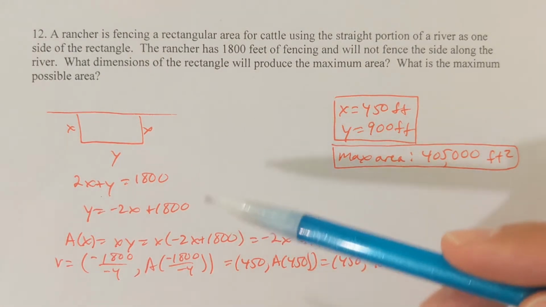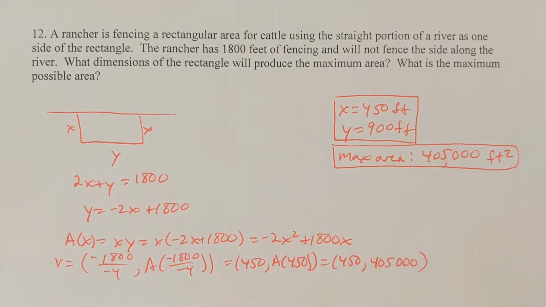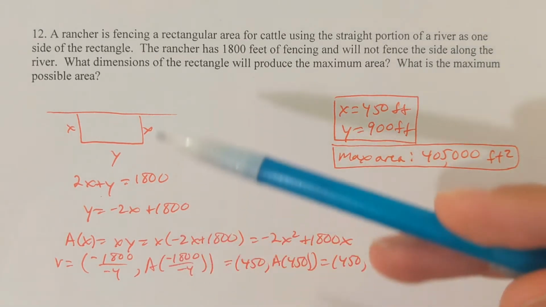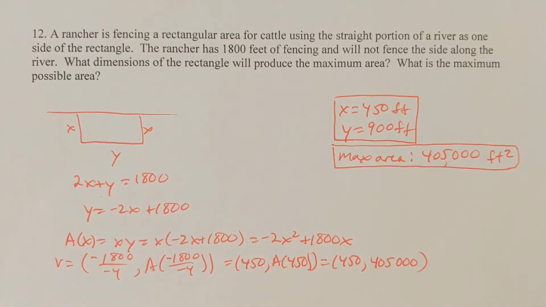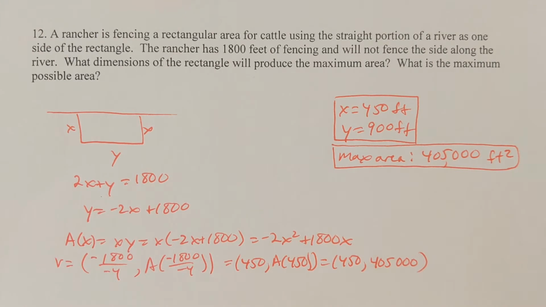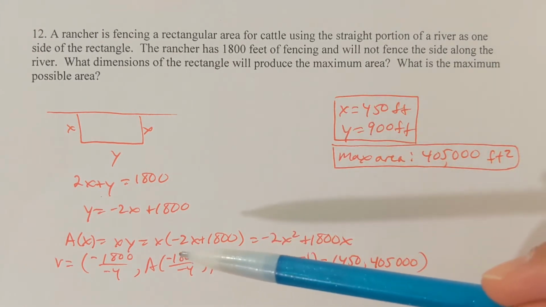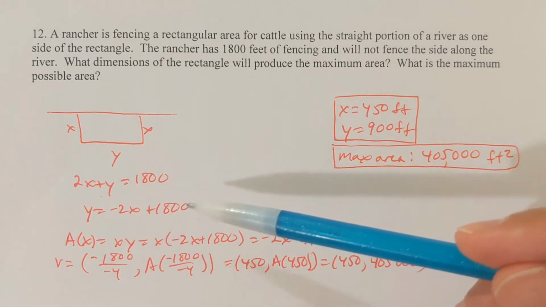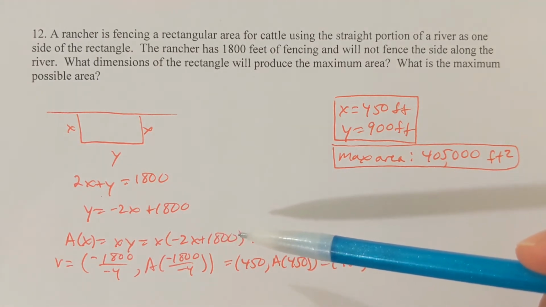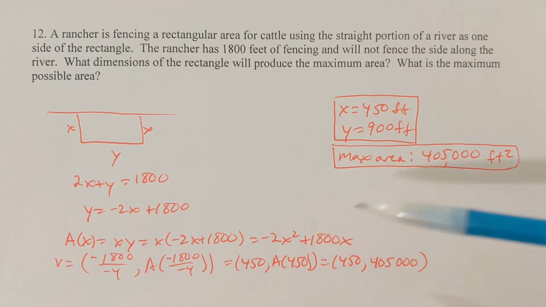Okay, if I solve for y, and A of x gives me the area of this rectangle, x times y, and of course I don't want x and y floating around. I'd like to have only x. I know what y is in terms of x. It's negative 2x plus 1,800. So negative 2x plus 1,800 times x gives me negative 2x squared plus 1,800x.